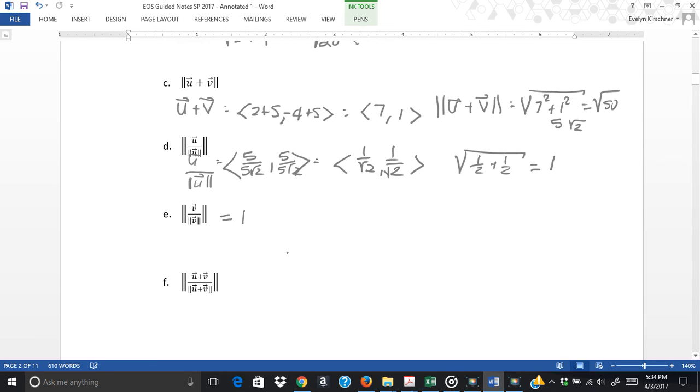And similarly, if I take this, again, it's the same thing. I have a vector divided by its magnitude. The magnitude of that should also be 1 because it's a unit vector. But you should try to calculate these two and make sure you get 1 to see if you're doing it right.